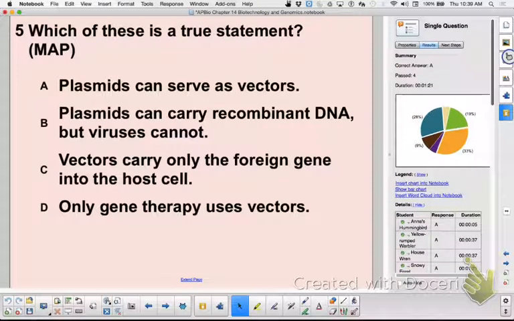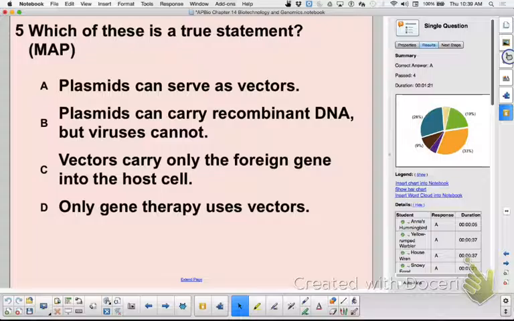All right, so let's go through this. Do plasmids serve as vectors? Yes. So you should have definitely got A. Plasmids can carry recombinant DNA, but viruses cannot. Who are your two vectors? Plasmids and viruses. So both of them can carry recombinant DNA.